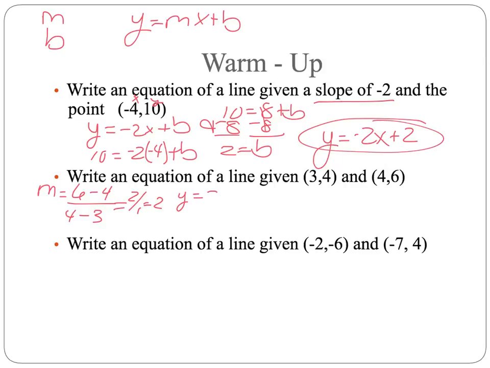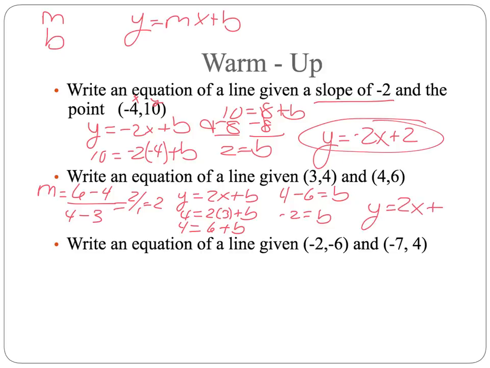So y equals 2x plus b. Pick one of your 2 ordered pairs, doesn't matter which one. I'm going to choose 3, 4. So 4 equals 2 times 3 plus b. 4 equals 6 plus b. I'm going to subtract 6 from each side. So 4 minus 6 equals b. Negative 2 equals b. Y equals my slope, which was 2, and my y-intercept, which is negative 2.